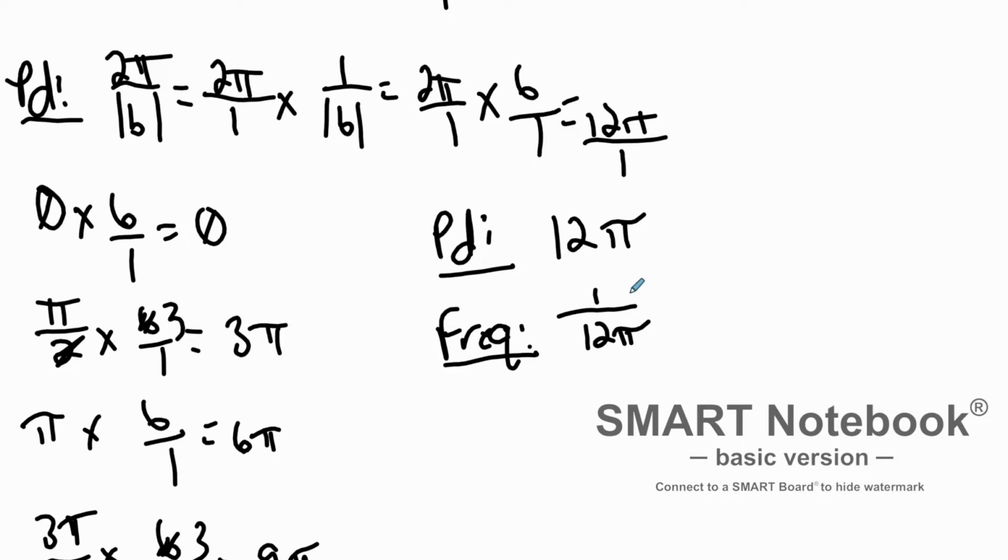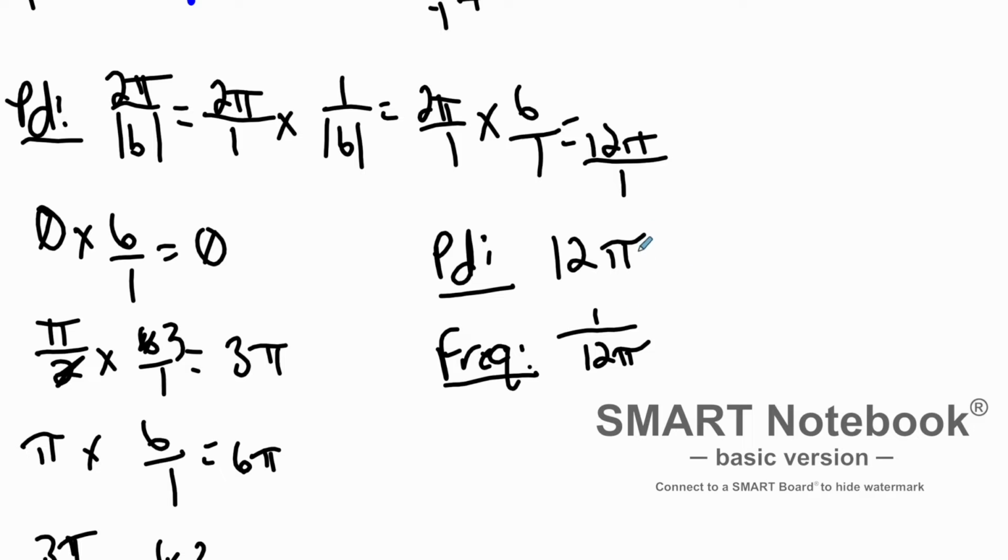Okay, and what that means is it will take 1 over 12 pi units for it to complete 1 unit. I'm going to talk about what frequency is a lot more later on. Right now we're just going to label what it is. So period and frequency. Period we did yesterday, but frequency we did not. So I wanted to list that here. It's just the reciprocal of period.